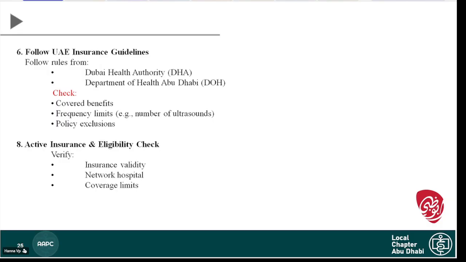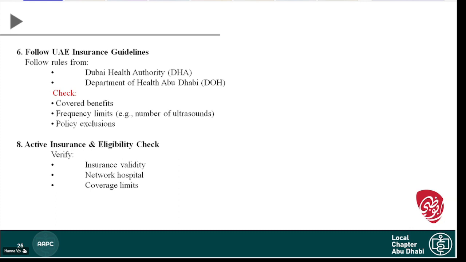And then the eighth requirement is what? Active insurance and eligibility check. Definitely, we should confirm the insurance validity before the claim submission. Whether the patient's insurance is valid or not. Okay, the network, hospital, and coverage limits also.